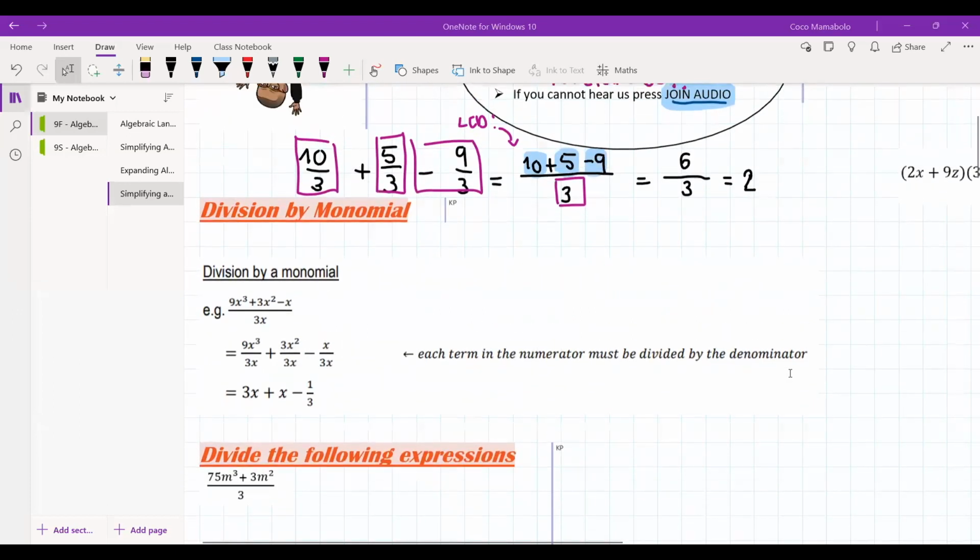So what I'm saying, guys, is I can put each of them individually over the denominator. Now, if we look at this example that we've got over here, I've got 9x cubed plus 3x squared minus x over 3x. So I'm going to take each of them individually and put them over the denominator. I'm going to take 9x cubed and put it over 3x, and take 3x squared and put it over 3x, and take negative x and put it over 3x. Just like we've done in this example up here.